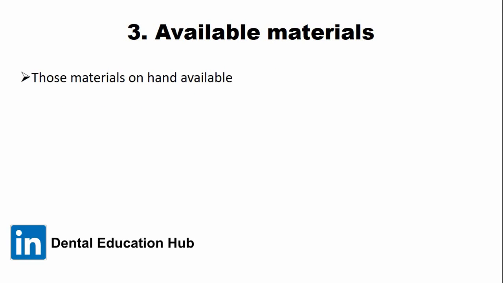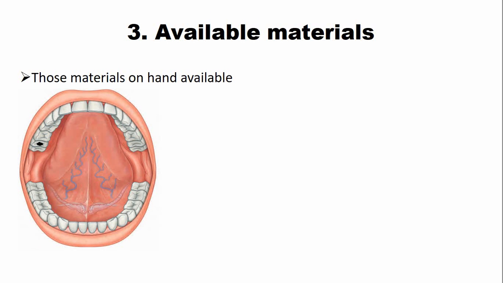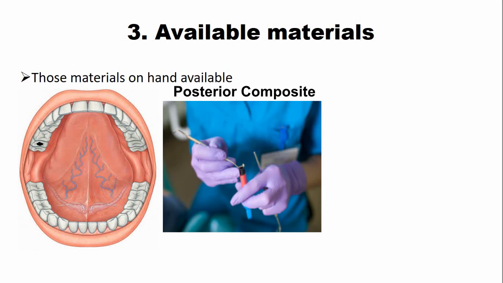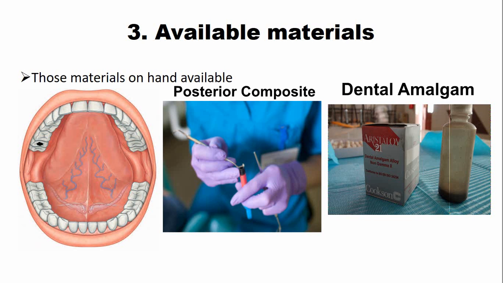As a third step, you will see what materials are available in your clinical practice. In our case, the 2 best materials available for this case are either posterior composite or dental amalgam. Now, the final step is the choice of the material. The choice of the material depends on numerous factors.